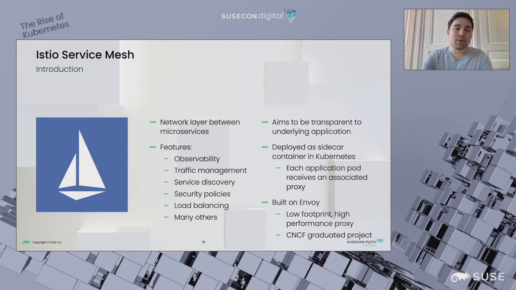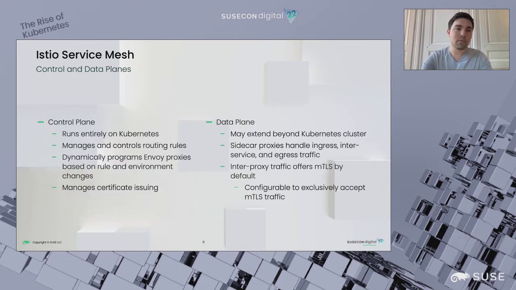Istio is built on Envoy proxy, which is a CNCF graduated project. It's a very low footprint, high performance proxy built in C++. It's very popular in industry, so it's a very good, solid proxy, and it's cloud native focused.